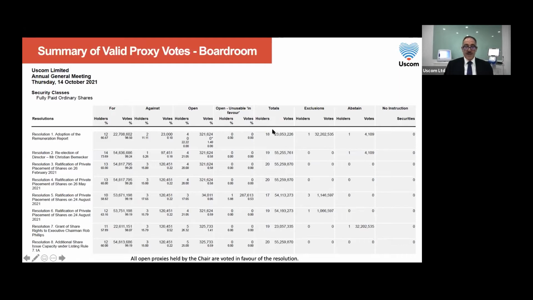So resolution 7 is as follows: that for the purpose of ASX Listing Rule 10.14 and for all other purposes, the grant to the executive chairman, Associate Professor Rob Phillips, of up to 1,636,782 share rights for nil financial consideration, which, subject to the achievement of performance and vesting conditions, may convert to ordinary shares in the capital of Uscom Limited on a 1-for-1 basis under the Uscom Limited Equity Incentive Plan, on the terms described in the explanatory statement, which forms part of the notice of meeting, be approved. Are there any questions with regard to resolution 7? And if so, please raise your hand.